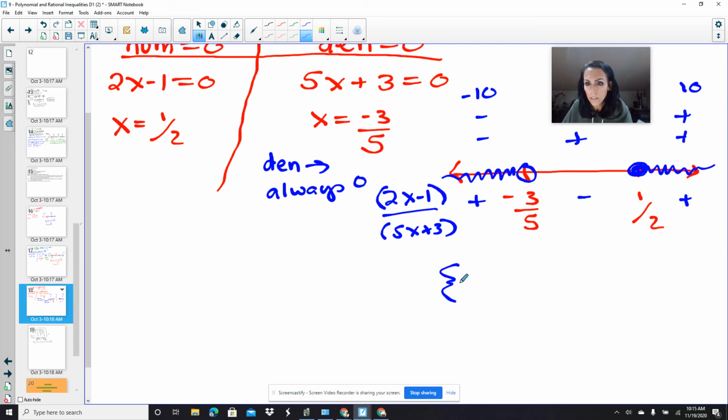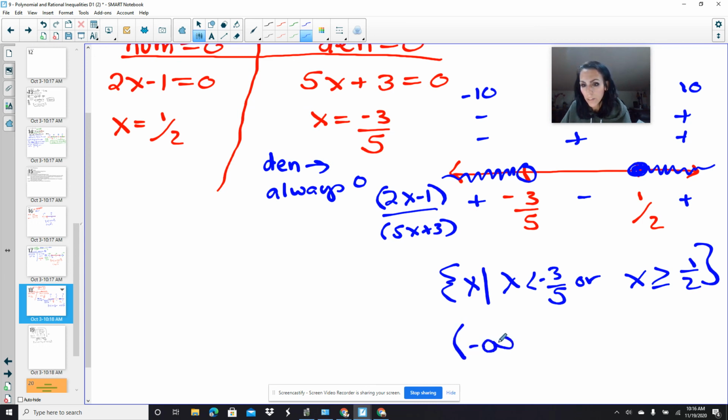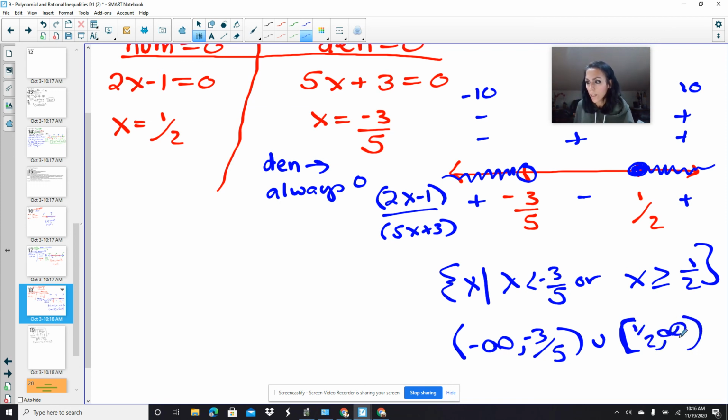Last step, write our solution. X such that x is less than negative 3/5, or x is greater than or equal to 1/2. Set builder is there. Interval will look like this. Negative infinity to negative 3/5, union, square bracket, 1/2 to infinity. Okay, and that's it. All right, let me know if you have any questions.